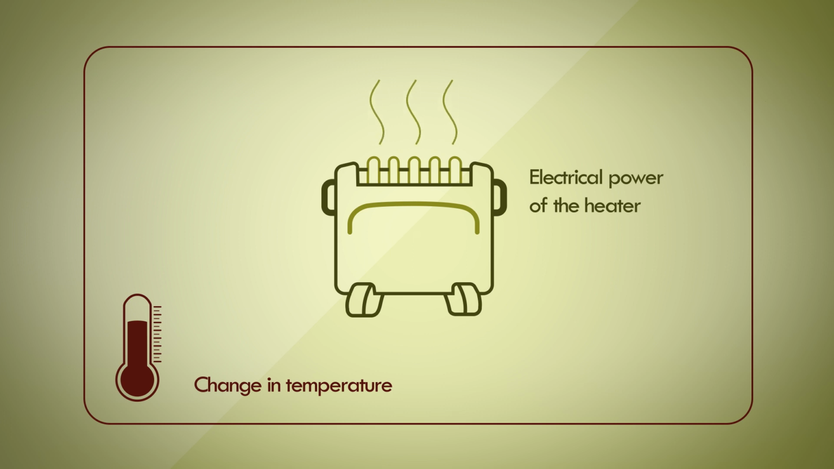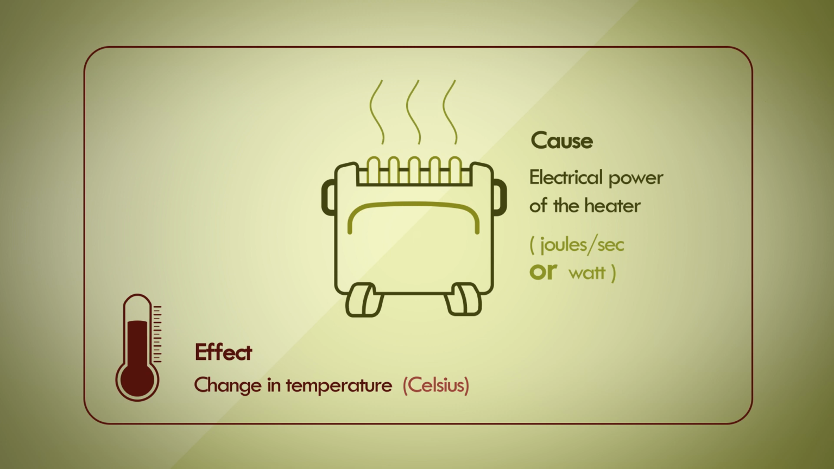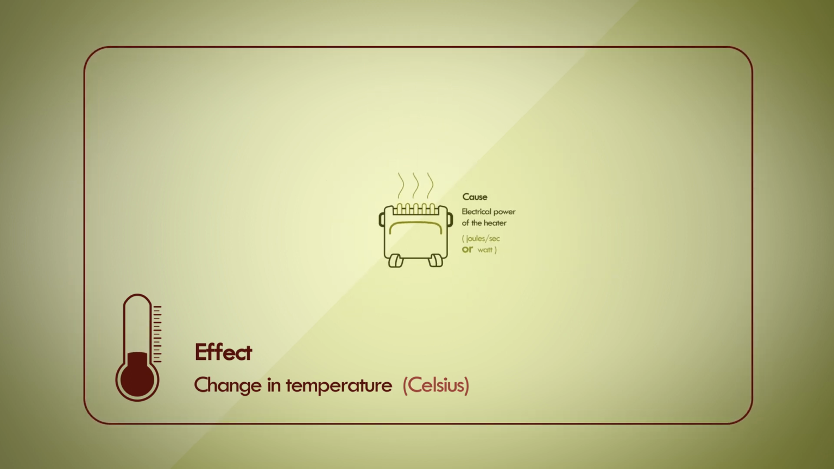We can view this from the lens of cause and effect. The heater, or the electrical power, is the cause, and the change in temperature in the room is the effect. They are completely different units of measurement. Electrical power is measured in joules per second, or in watts, and temperature is measured in Celsius. But there's a definite relationship between them, although the relationship can be complex. The temperature that you feel depends on how well the room is insulated, where the heater is positioned, and how far you are from the heater.